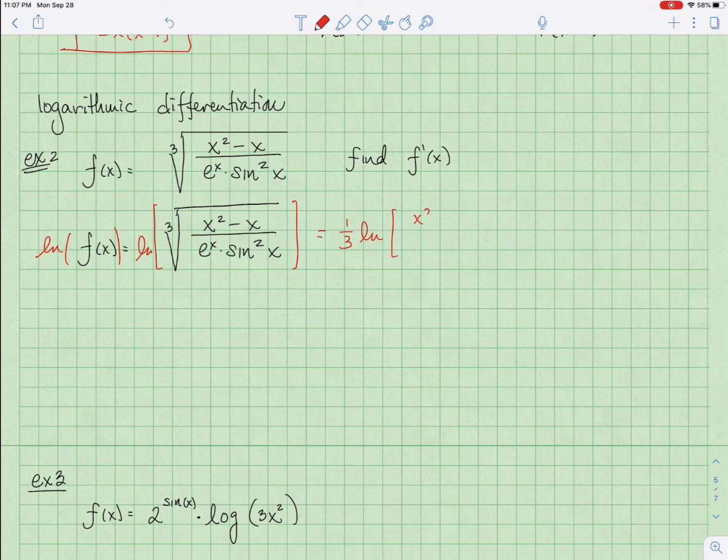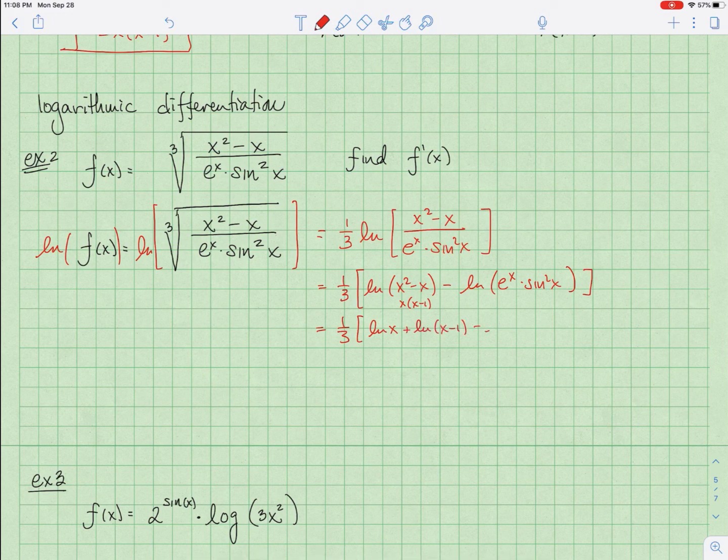1/3 the natural log of x squared minus x over e to the x times sine squared x, where I rewrote the radical cube root as a 1/3 power and brought it down as a coefficient. And then I can break this up even further as 1/3 times the quantity, the natural log of x squared minus x, minus the natural log of e to the x times sine squared x, which is 1/3 the natural log of, don't forget that this is x times x minus 1. I can rewrite that as the natural log of x plus the natural log of x minus 1.